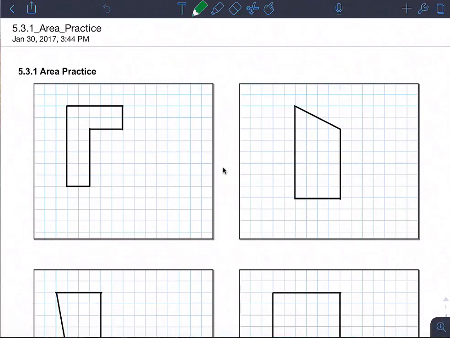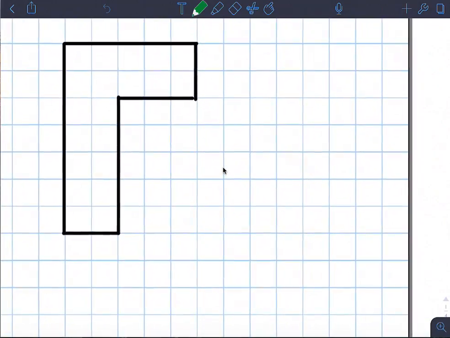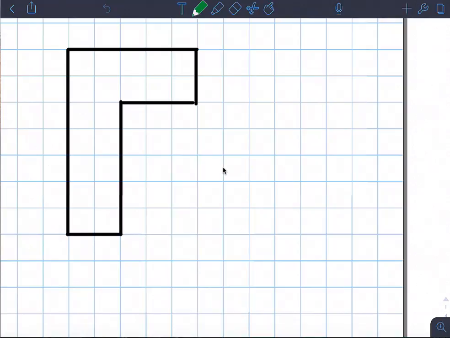Okay, so today we're going to be working on finding the area of some complex shapes. So let's take a look at this first one. There's a bunch of different ways that you can think about this, but the way that I like to do it is I like to break up the shape into different rectangles, because rectangles are really easy to find the area of. So looking at this one, I could break it up like this and have a long one and a short one. I could break it up that way.